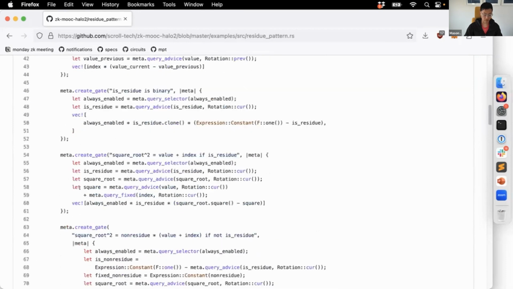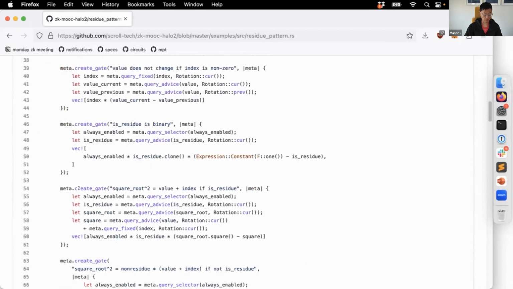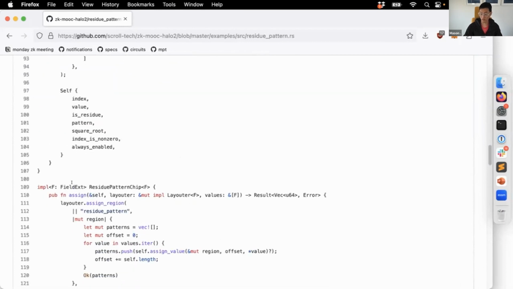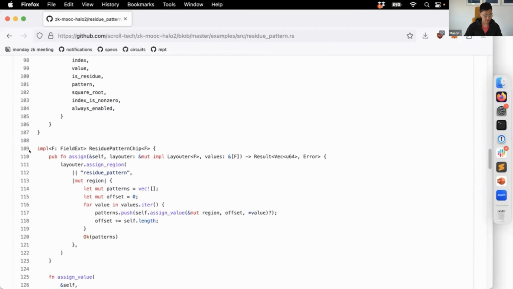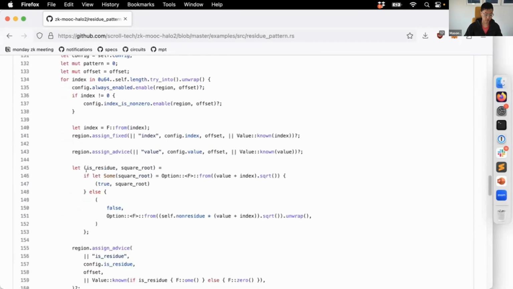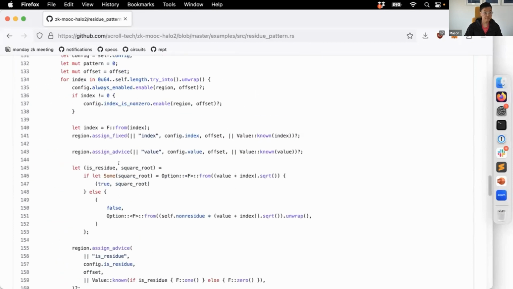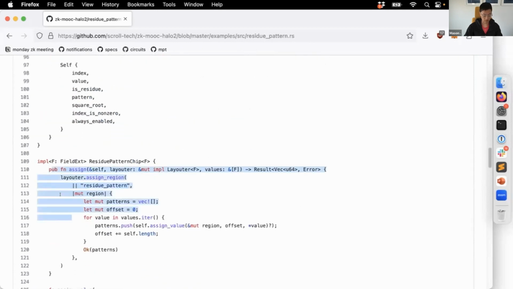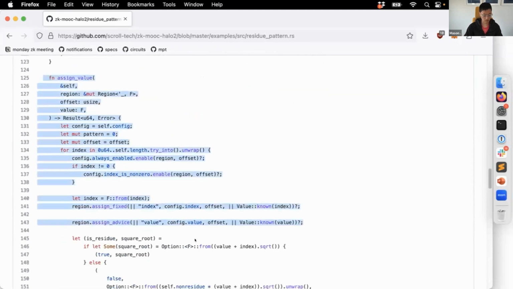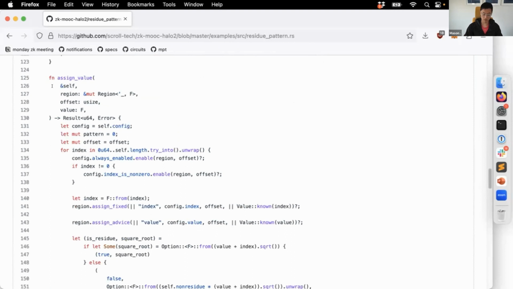And then now we have to get to the assignment: how do we actually get these constraints to hold? Where that actually happens is in this synthesize function in the circuit. You'll see we just call chip.value.assign. This function assign is just iterating over all the values that I want to prove and calling this assign value function on each one of them in turn. So here's where the work actually gets done.